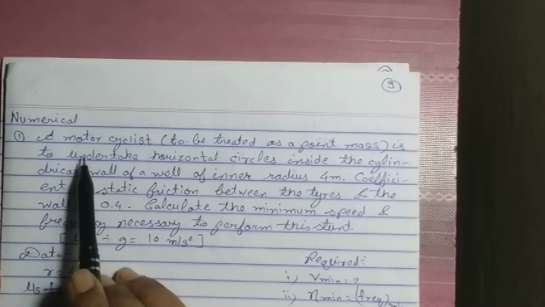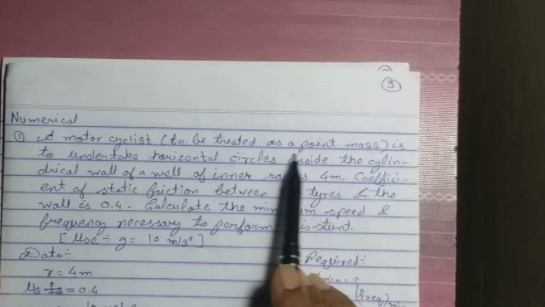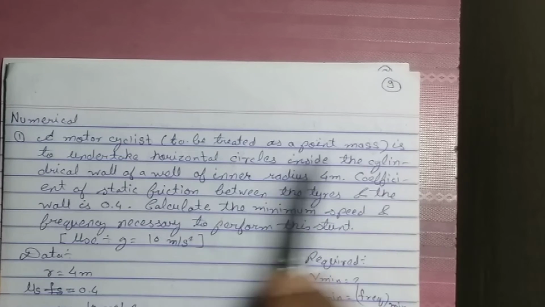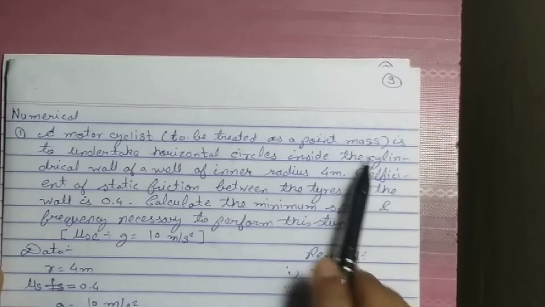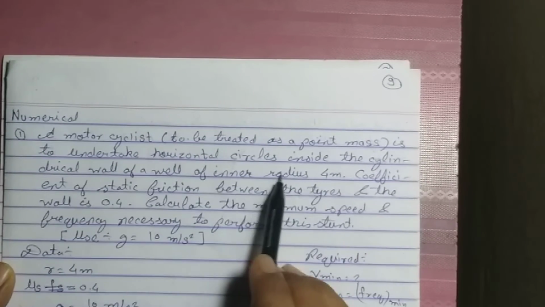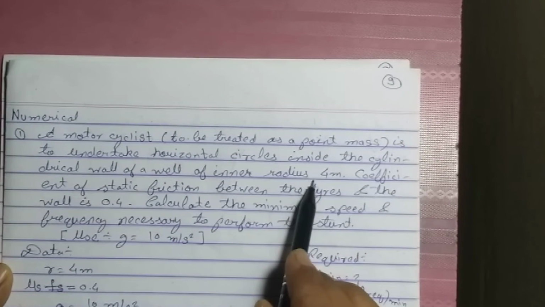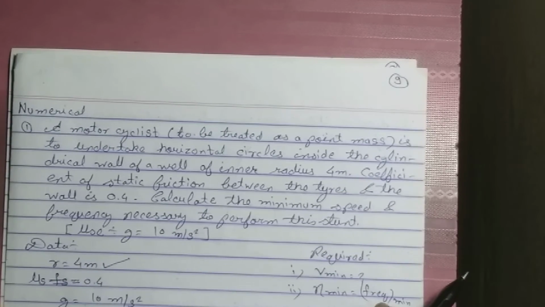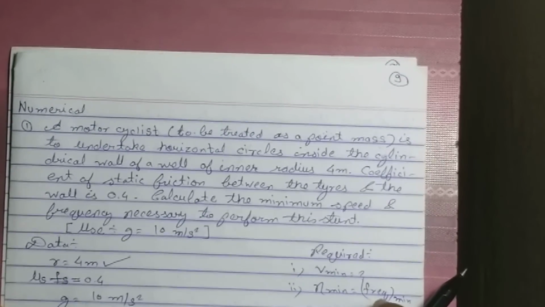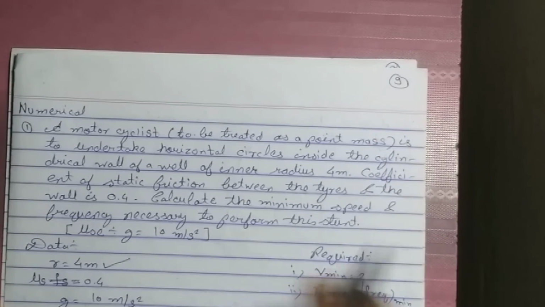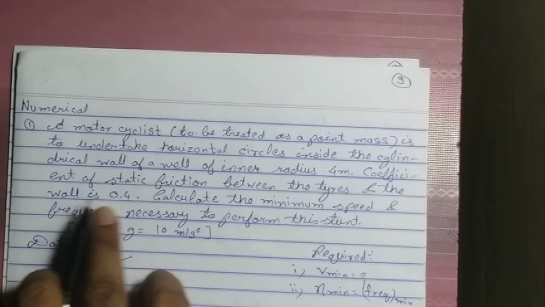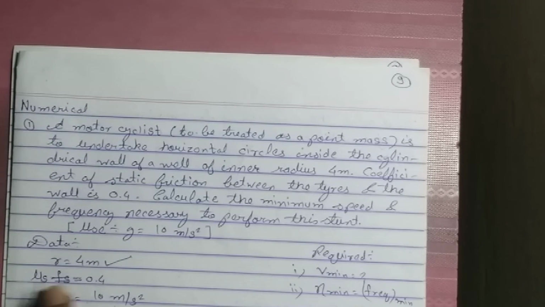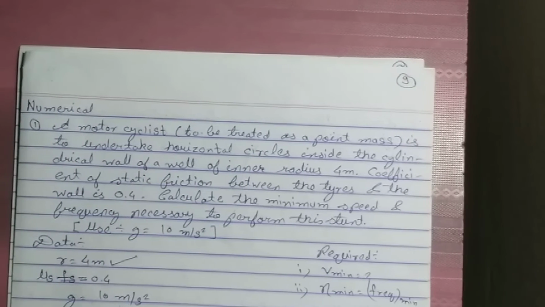Let us read the question. A motorcyclist, to be treated as a point mass, undertakes horizontal circles inside the cylindrical wall of a well of inner radius. So students, the inner radius of that horizontal circle is given. The small r is 4 meter. The coefficient of static friction between the tires and the wall is 0.4. The coefficient of static friction mu s is given. How much is it? 0.4.